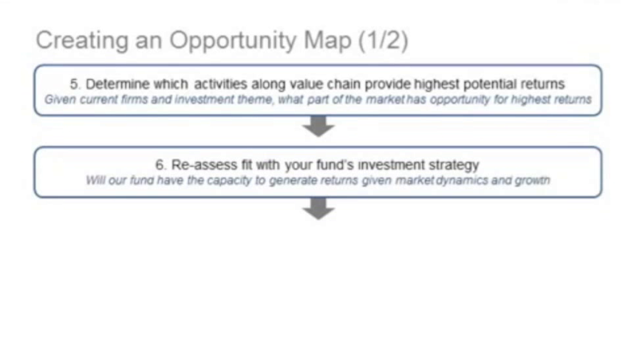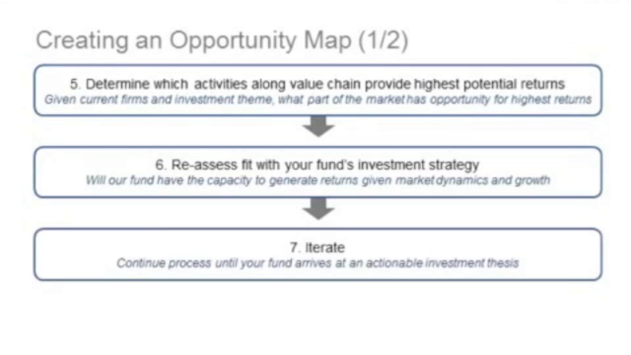Then move on, given the opportunity set that's provided from step 5, loop back to the investment strategy that you laid out. Where can your fund capacity and strengths add value? The last thing you want to do is iterate. You'll probably need to loop from steps 5 and 6 a number of times to get a thesis that you can really work with. So really that's it. This part is easy, and I suspect it will come naturally to most of you who have had some kind of consulting or banking training.